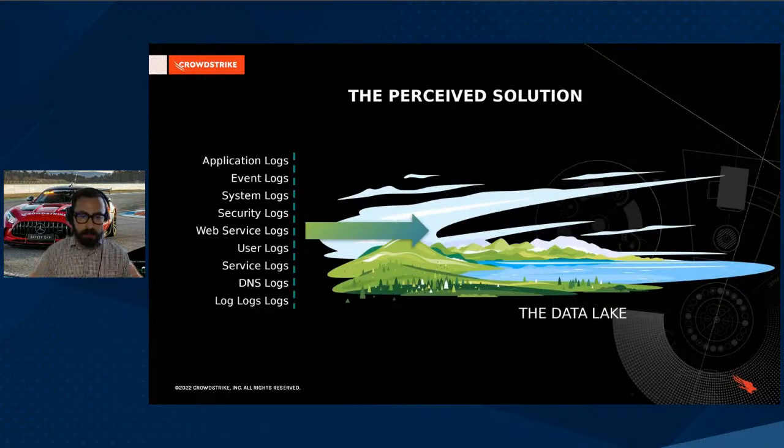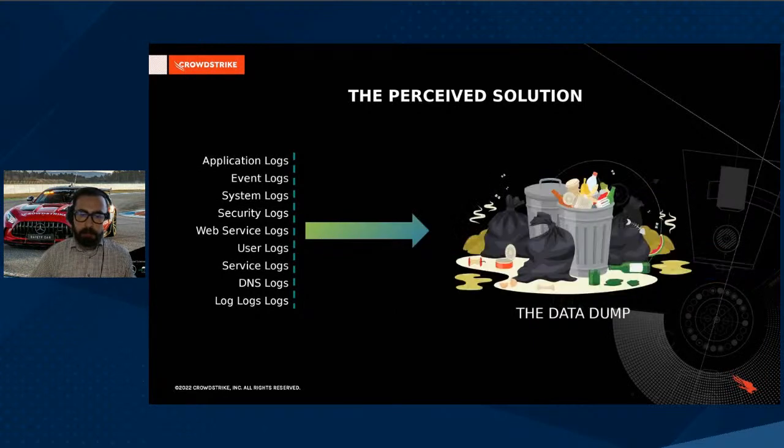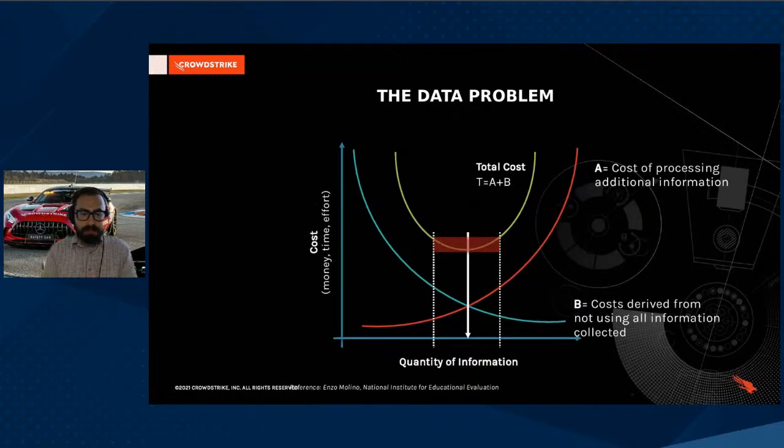Very quickly, we became this data lake, but the reality is it was more like a data dump. We're taking huge amounts of this data, but we're not actually making any use of it. And this is where we end up with what we call a data problem. Everything we do, even in security, has a cost to it. So if we're collecting huge amounts of information, that has a cost. We have to store it. We have to water it. We have to feed it.